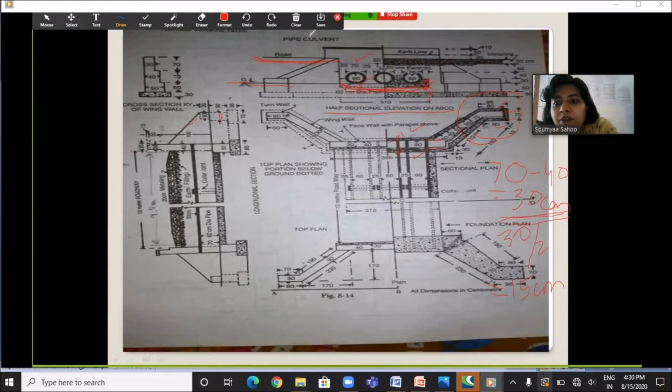And on the left hand side, you can see the cross section of the wing wall. So the wing wall has a portion with 50 centimeter breadth. Above it, we have the portion of the wing wall having 40 centimeter breadth, and above that, the breadth of the wing wall is 30 centimeter.